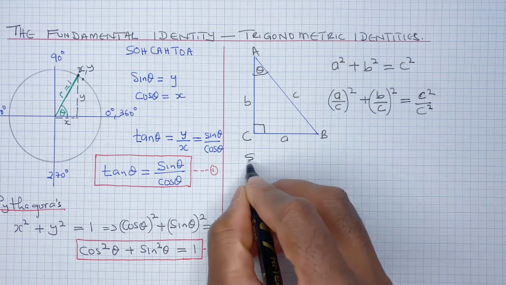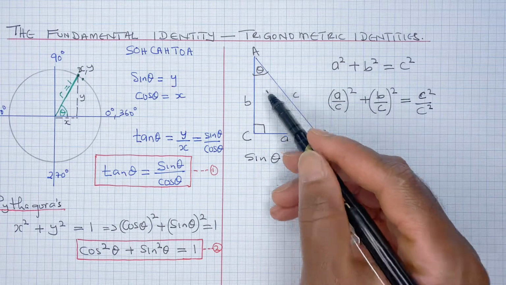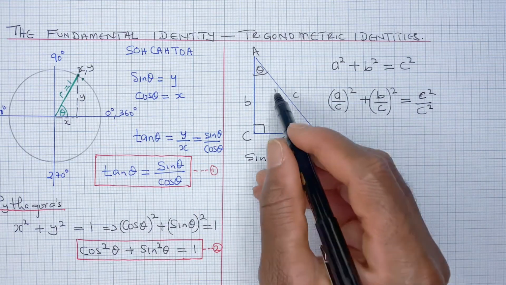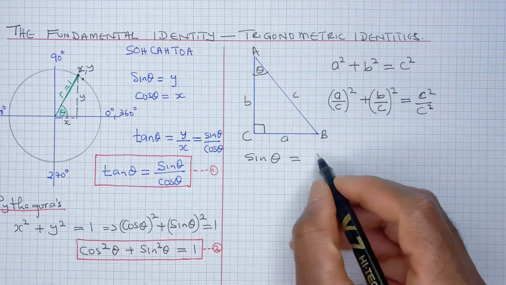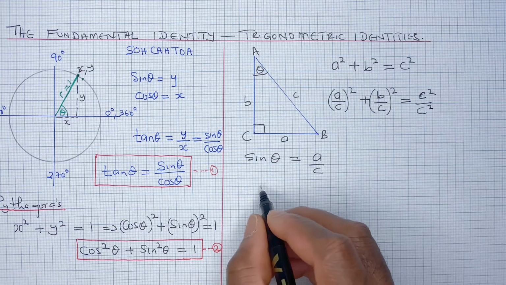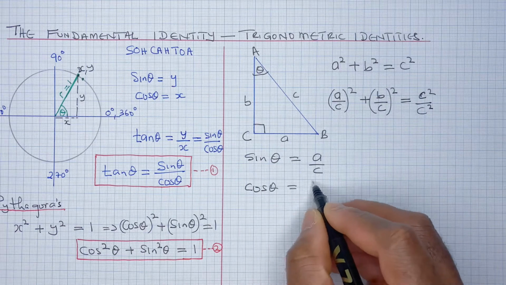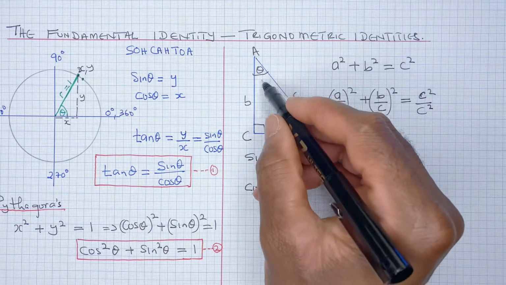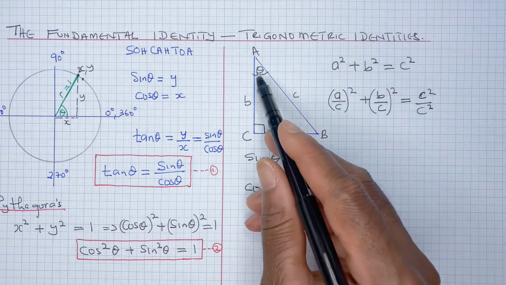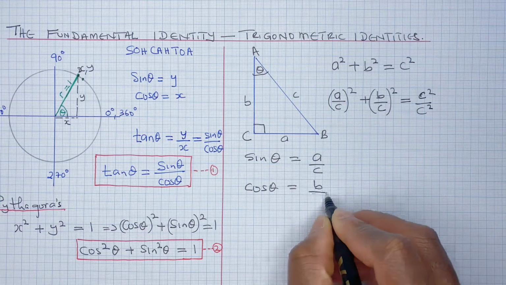If I look for sine theta, that would be sine is opposite over hypotenuse. This is hypotenuse. This is opposite of the angle. And so it's going to be a over c. And if I look at cos theta, that would be, well, cos is adjacent over hypotenuse. Adjacent of that angle is adjacent over hypotenuse. So that would be b over c.